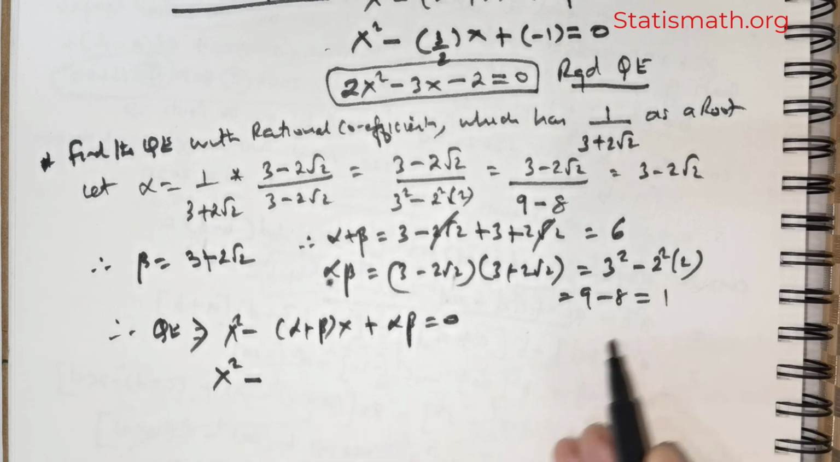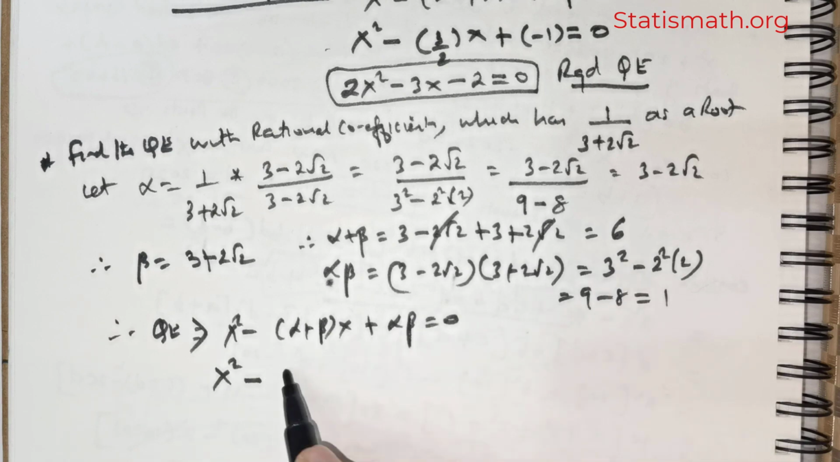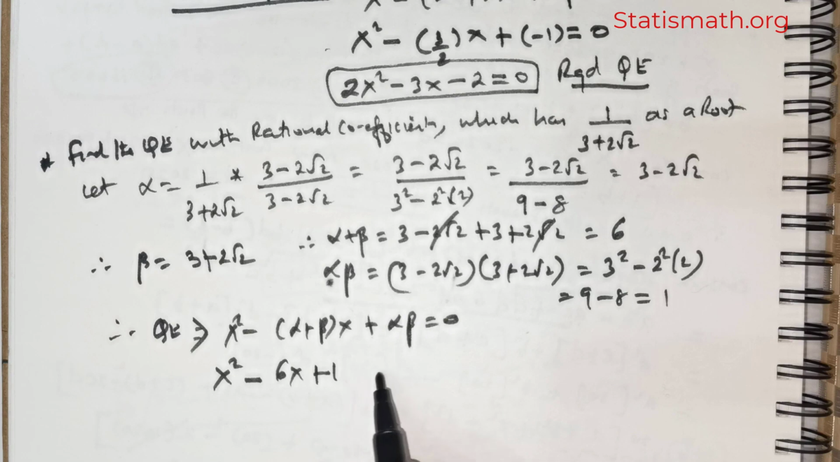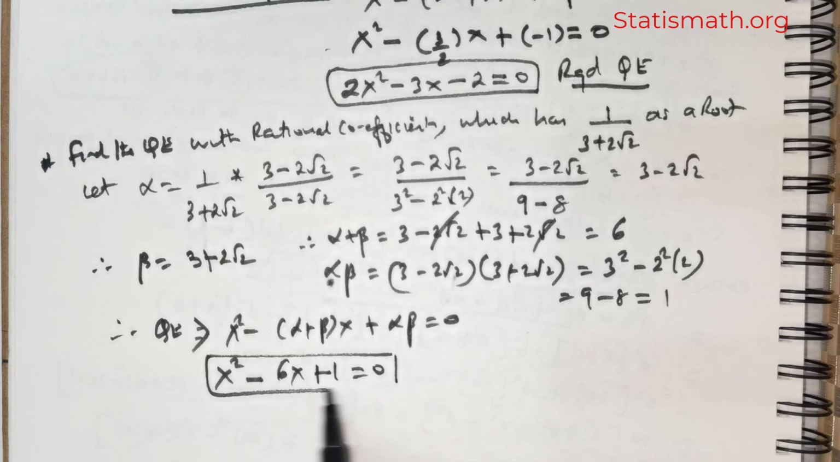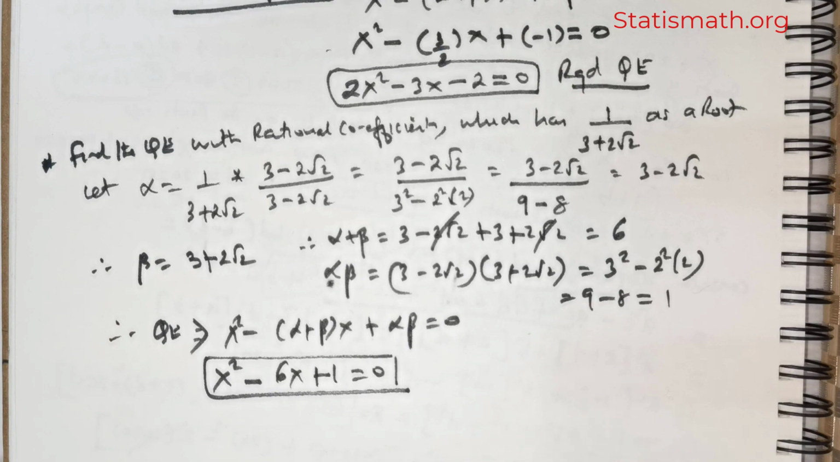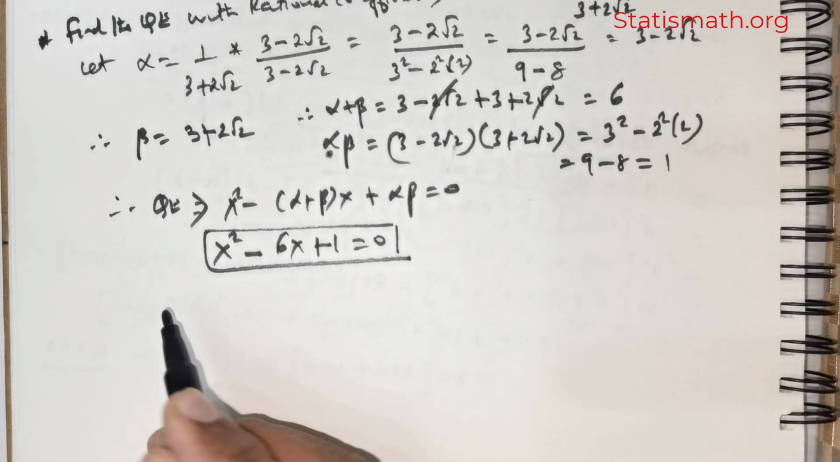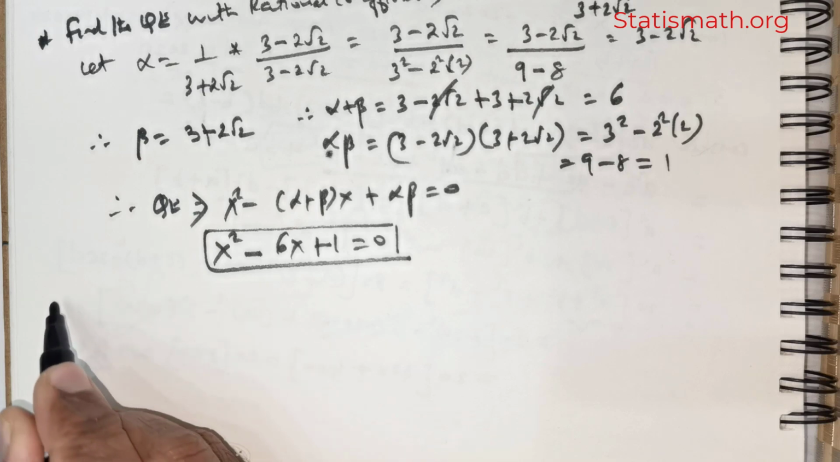So if I were to write the values, x squared minus alpha added with beta gives me 6 followed by an x, and alpha into beta gives me 1, which I need to just simply place here and then equate it to 0. So this is the final solution for this particular question. Let us wrap this section on obtaining the quadratic equation from the roots with this question.